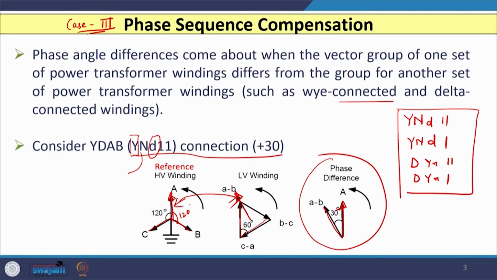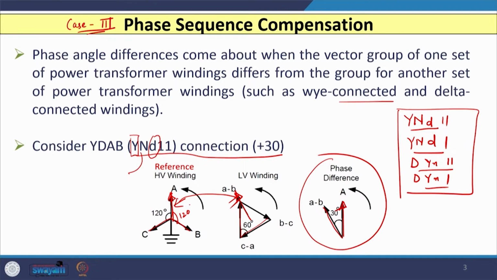So, now let us consider the third case, that is the phase sequence compensation in digital relay. So, when we consider the digital relay, we know that there are different vector groups exist in the digital relay. So, whenever we have a winding connections, particularly like delta star 11 or maybe star delta 1 or delta star 11 or delta star 1, then we have to compensate the phase shift exist between the LV winding and HV winding. So, let us see how we can achieve this.